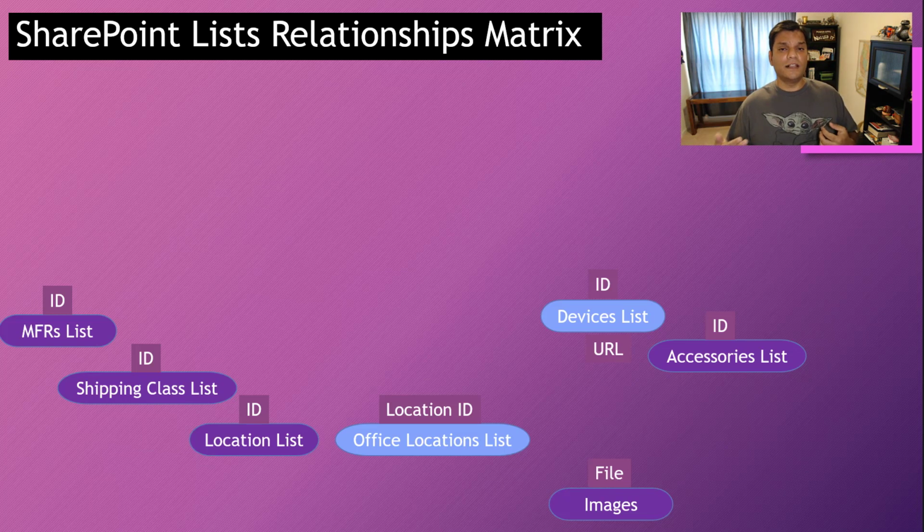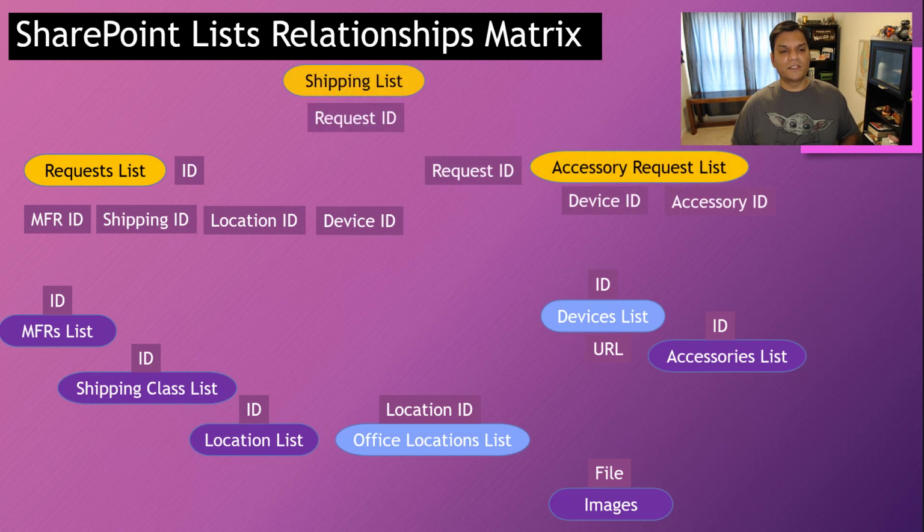And that URL is referencing the image library list over there. So that's why the office location list and the device list fall in that second category. And then finally, the top 3 categories, the ones where we are storing the lists, I've put them on the top over there. They are also referencing all these other lists.